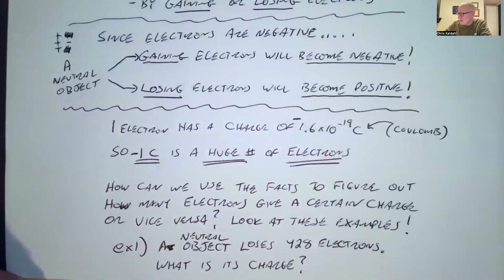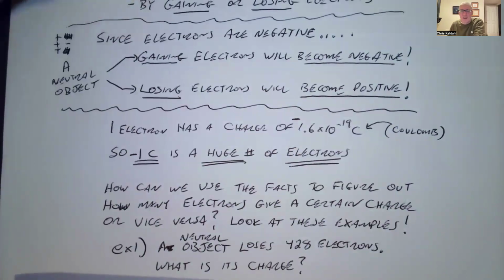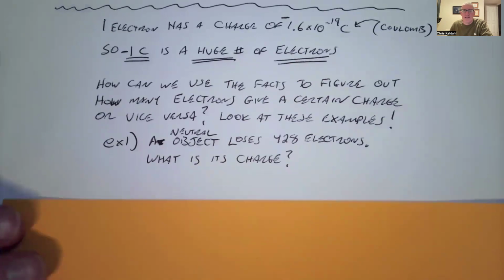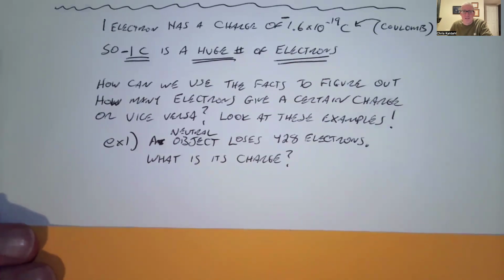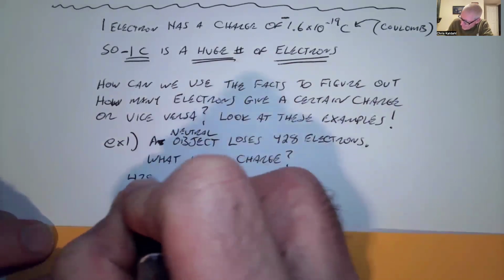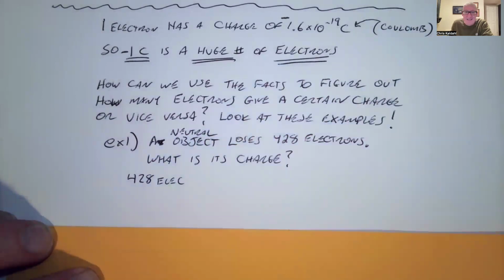And so I'm going to scoot this up here and let's see what we can come up with. A neutral object loses 428 electrons. What is the charge? Watch what I'm going to do. I know that I'm starting out with 428 electrons. I'm going to just go ahead and write "elec."